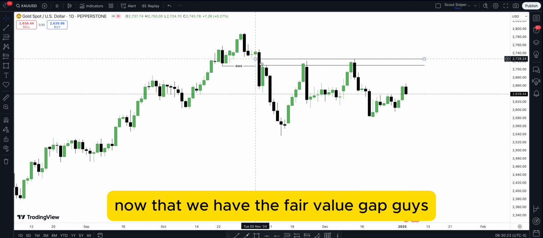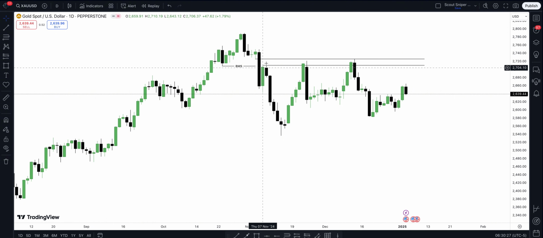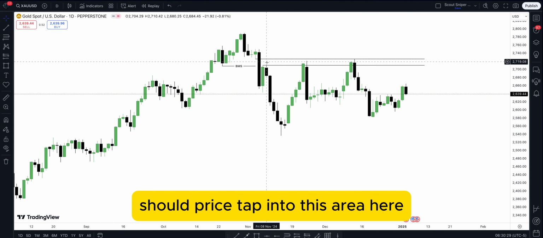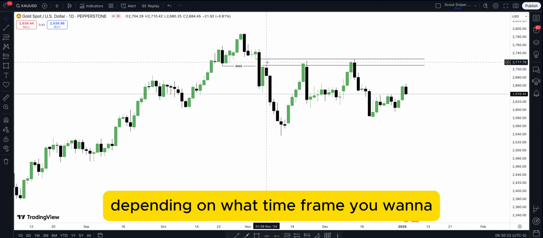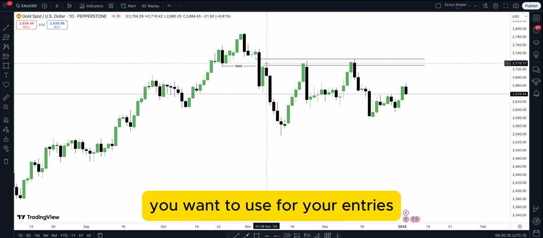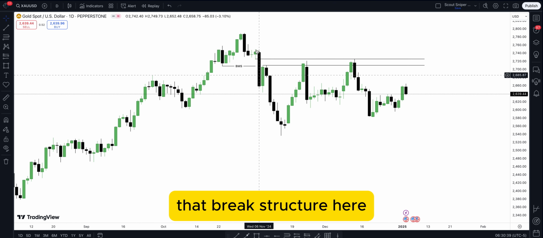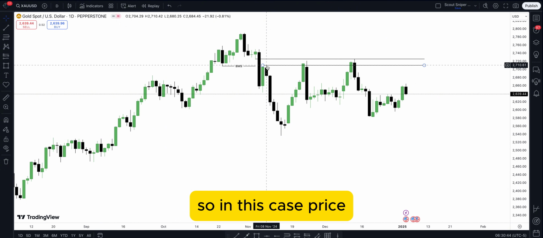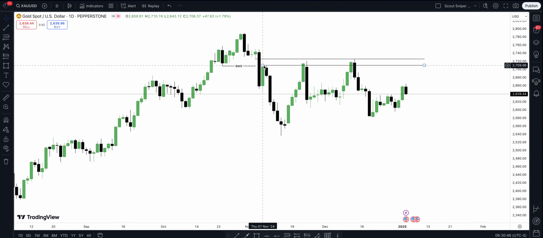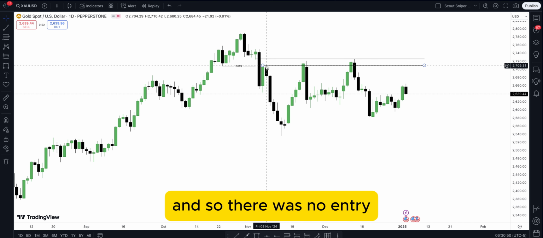Now that we have the fair value gap, guys, this is where you're going to be taking your trades. Should price tap into this area here, you're going to enter your trade depending on what time frame you want to use for your entries. So if you enter here, your stop loss is going to be above the candle that breaks structure here. In this case, this candle came here and closed at the same level as the previous candle, and so there was no entry here.